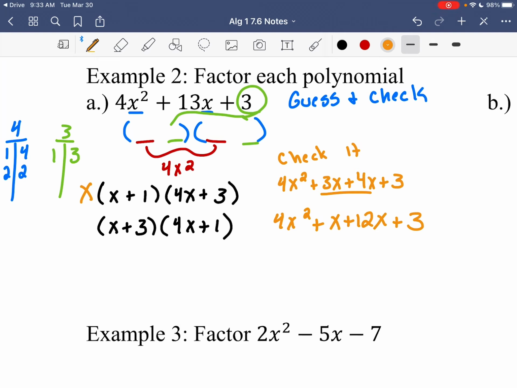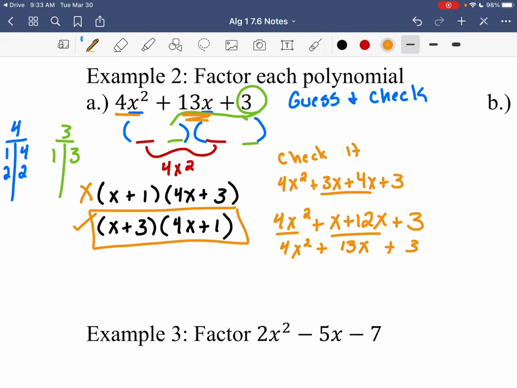Okay, so now we look, we have my 4x squared, which we want. x plus 12x is 13x, which is what we want. And then we have our 3. So we have 4x squared plus 13x plus 3. It looks like it worked. Yay, we found one that worked. Check, it worked. So there we are, factored.